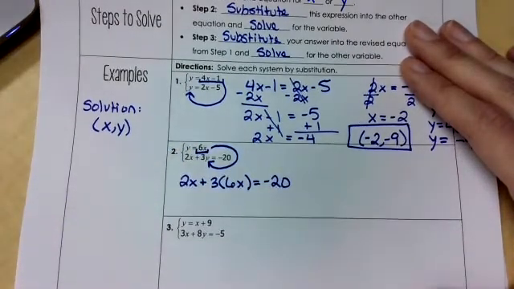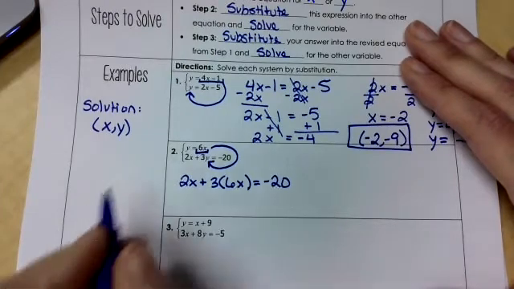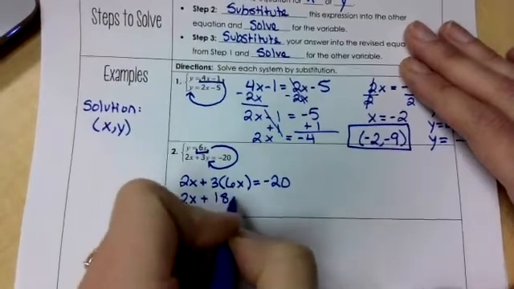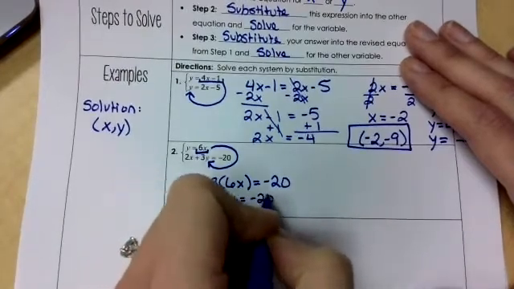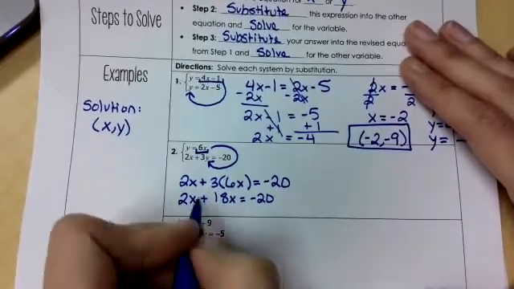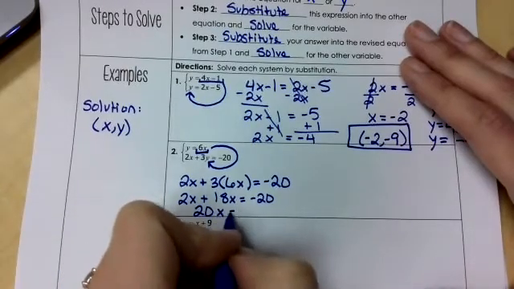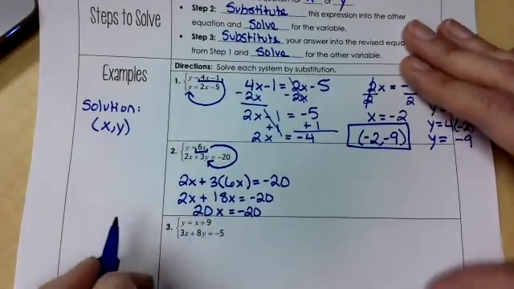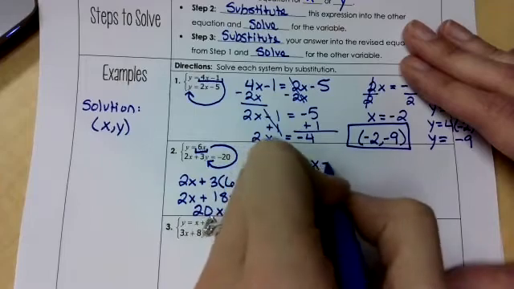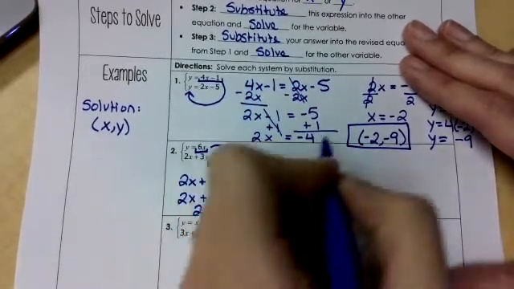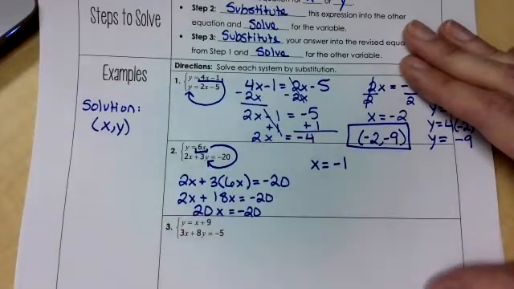Now I'm dealing with all x's and I can solve for my x. So I'm going to multiply this out. 2x plus 18x, those are like terms. They can be combined. And I'm going to divide by 20 on both sides. If I divide by 20 here, it cancels. I get x by itself. If I divide by 20 here, I get -1.